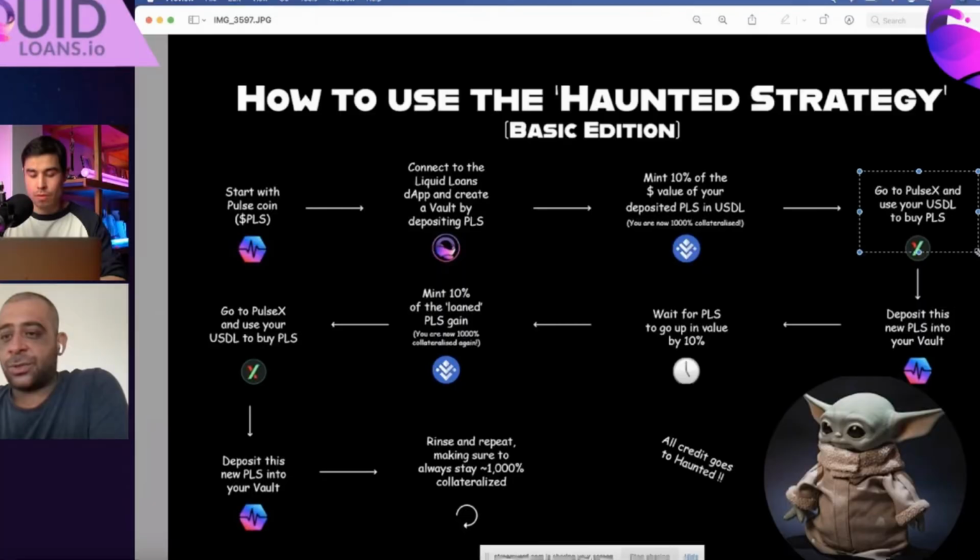So as he explained, you mint out 10% more every single time the value of PulseChain increases, okay? You mint out that 10% more USDL, and then you use that USDL to buy more PulseChain, and then put that PulseChain back in your vault. And you just keep doing this forever until it increases, constantly making more and more value.